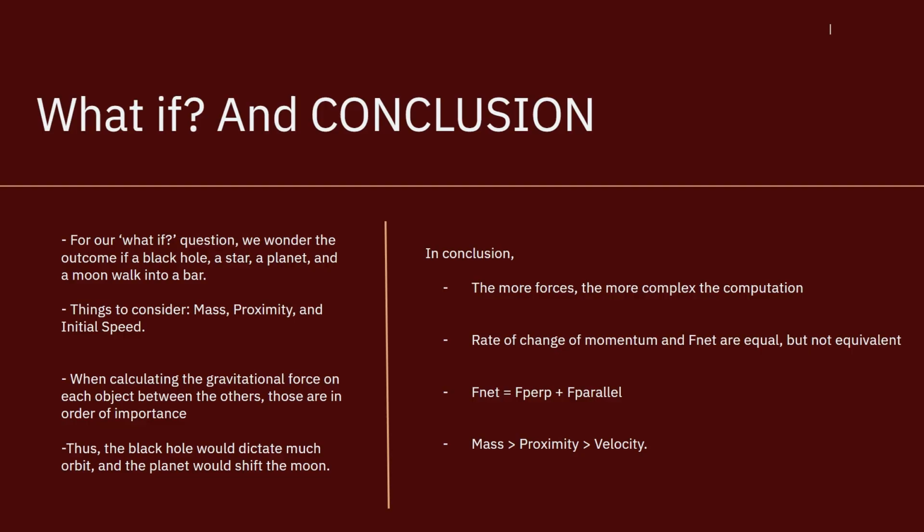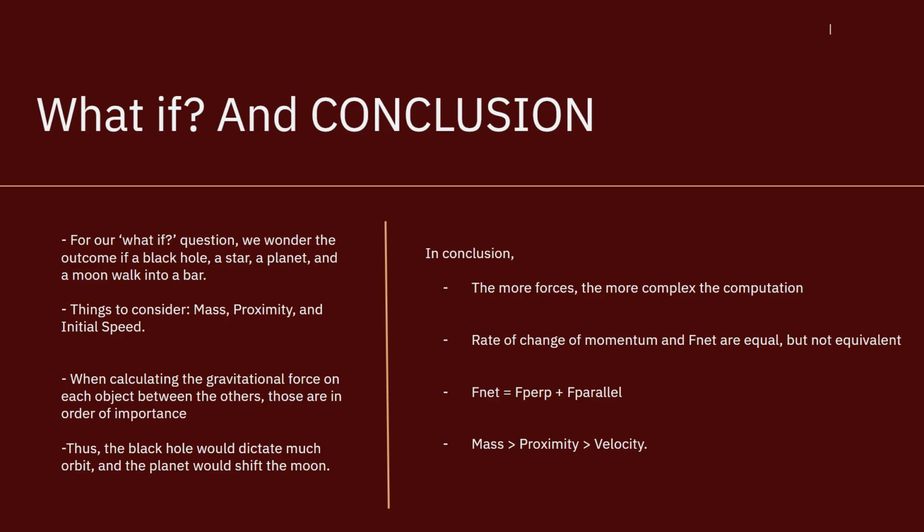Now, for a bit of a what if and our conclusion, for our question, we're wondering if a black hole, a star, a planet, and a moon walk into a bar. Some things to consider are mass, proximity, and the initial speed of all of these when calculating the gravitational force on each object between the others. These are listed in order of importance. We see first that mass means that the black hole would dictate much of the orbit of this system, since the black hole contains such a greater mass than the sun, planet, and moon. And finally, the proximity means that the moon would be shifted more by the planet than any other force acting upon it, since they're so close together.